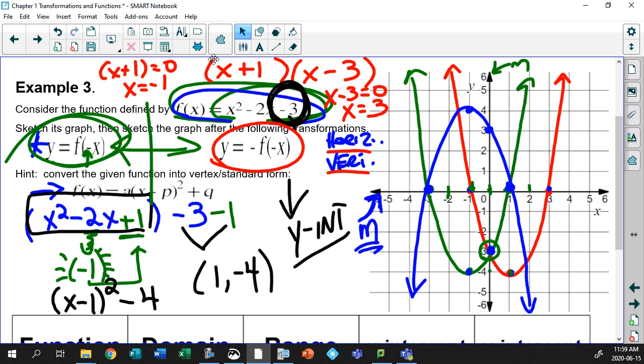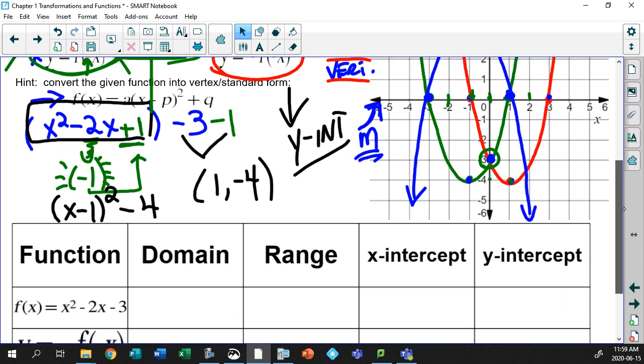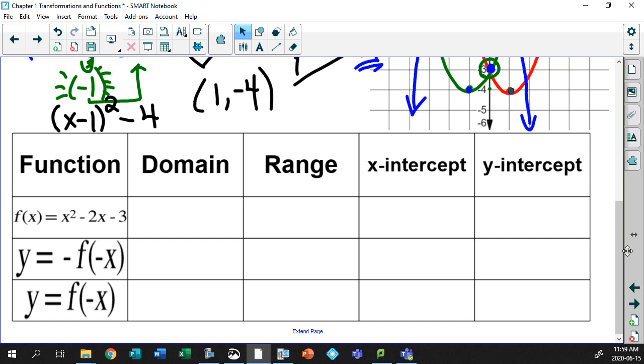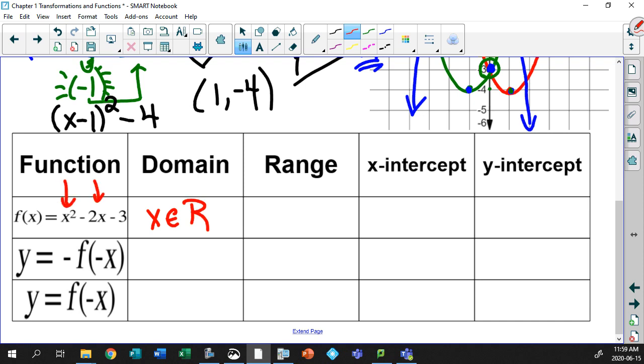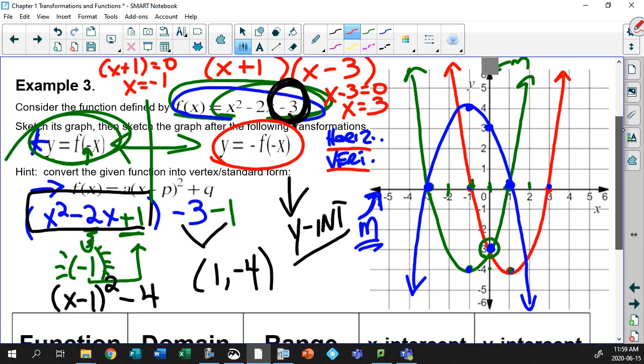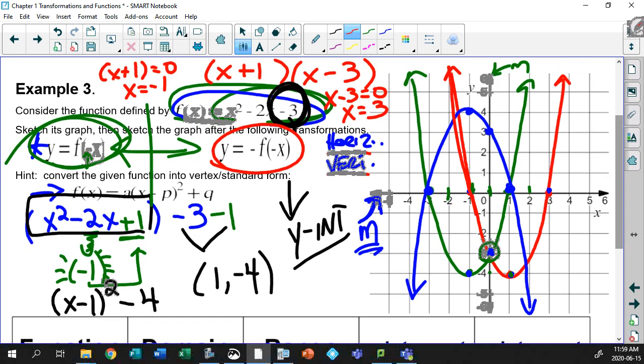So I put a nice little chart down here to keep things in order. Remember our domain. Our domain for a function like this is x is an element of R. Why? Because you can put whatever x value you want into this equation and you're going to get a y out. Now, range, on the other hand, take a look at our original red graph, which is our original function right here.